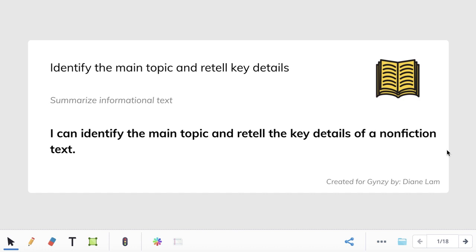Hi, boys and girls. Today we are going to work on identifying the main topic and retelling key details. So hopefully by the end of this video, you will be able to identify the main topic and retell the key details of a nonfiction text. Remember, a nonfiction text is a story that is true.